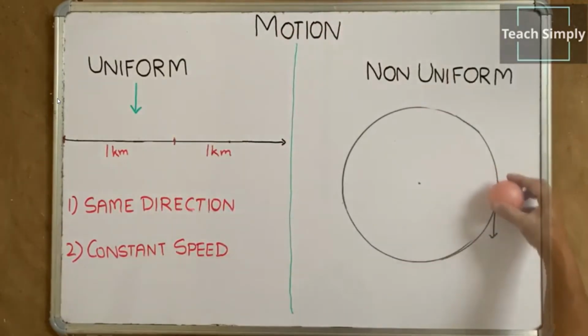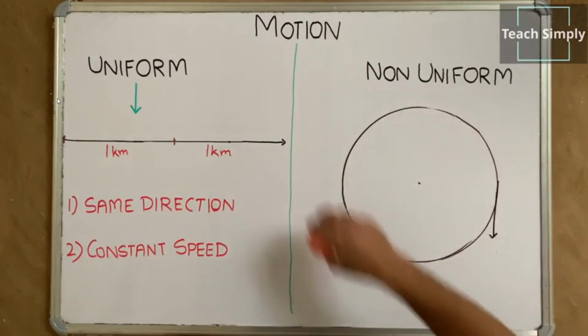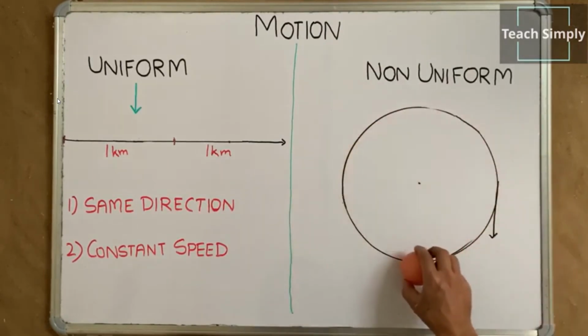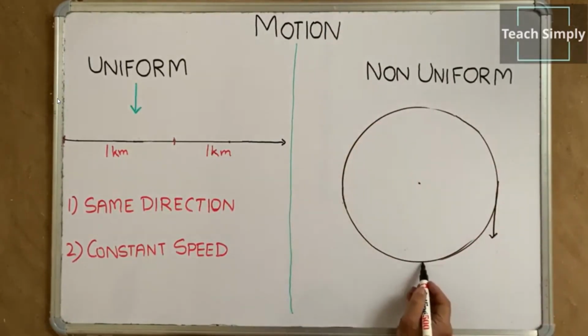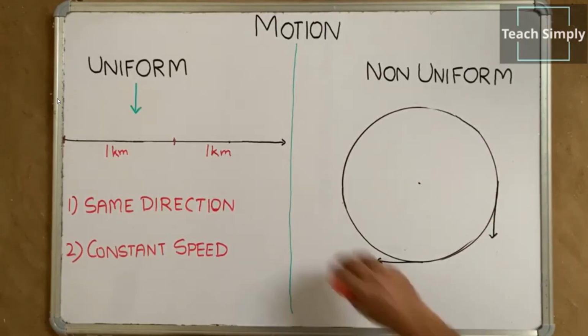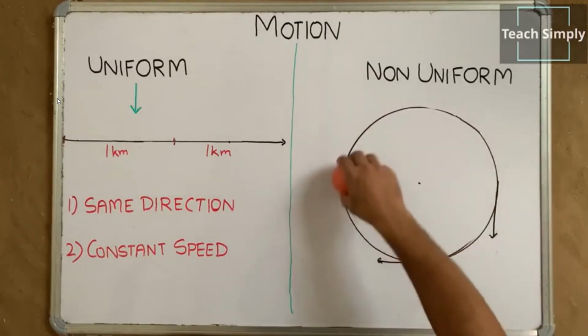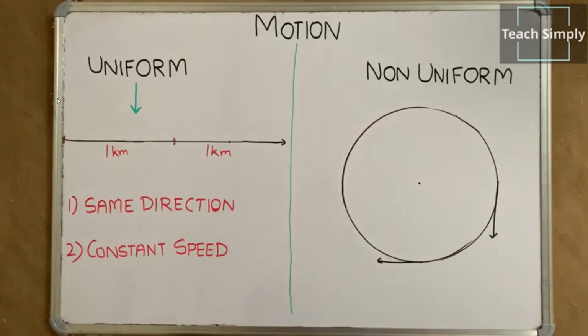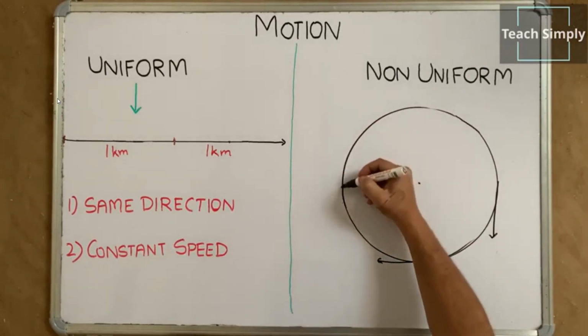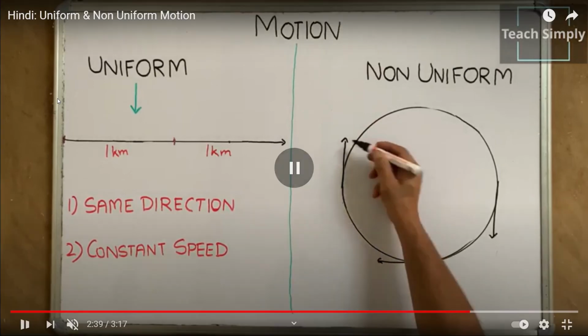So every time the direction of the ball changes when you leave it at any particular point. So that is shown with the help of this marker here. You can see every time the direction keeps on changing. So this is known as the uniform circular motion. So I guess you have understood what is uniform motion, what is non-uniform motion, and what is uniform circular motion.